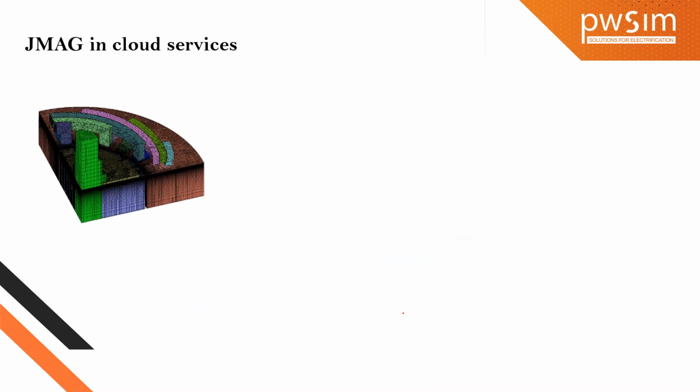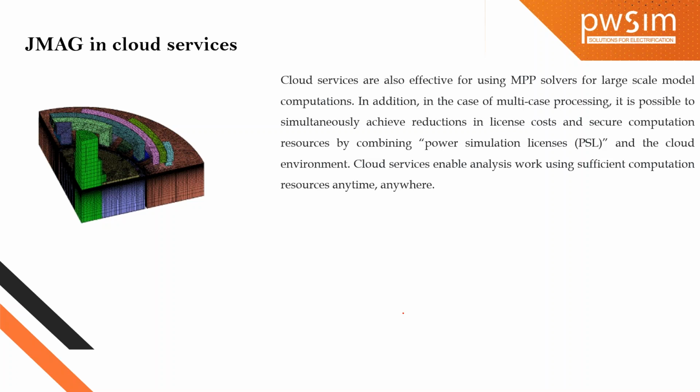So also we can use JMAG in cloud services. We have a 3D model with a fine mesh for an IPM machine with coil modeling. The cloud services are also effective for using MPP solvers for large scale model computations. In addition, in the case of multi-case processing, it is possible to simultaneously achieve reductions in license cost and secure computational resources by combining the power simulation license. JMAG provides a power simulation license for the various solvers for 2D transient and static analysis, to access the power simulation license to calculate in parallel for solvers to reduce the license cost.